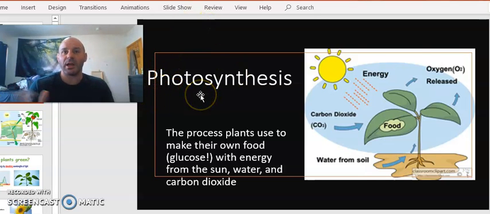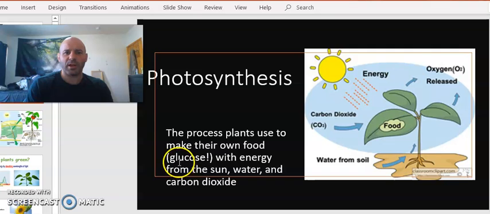Photo means light, right? So a photograph needs light to get developed. Photo means light. Synthesis means how something's made or making something. So photosynthesis is making something from light. Well, just what do plants make from light?